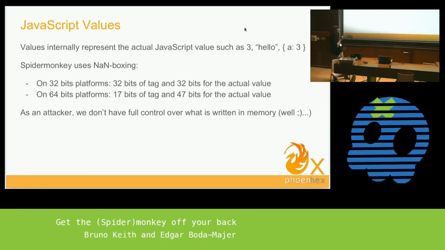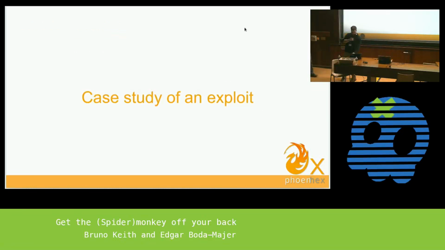So what that means for us as an attacker is, right now, with our limited knowledge, we don't have a way to actually write whatever we want in memory. Because if we set the integer value 3 on an array, it's actually not writing 3 in memory. It's going to write 3, and on the top 17 bits, something that we don't want. And with that, I'm going to let Edgar take over.